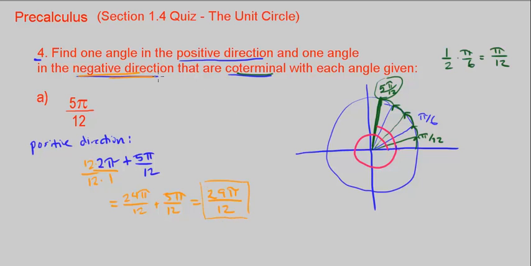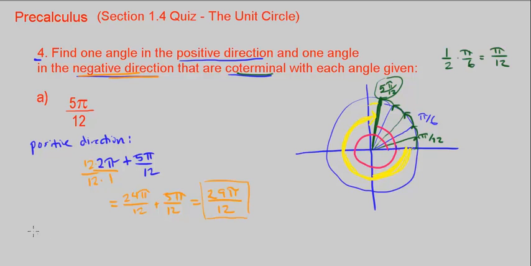Now we also need a negative direction angle. Negative direction means starting here but going the other way. If we start here and go this way, that's going to be negative. We start at 0, go negative, and we get there. Each one of these is pi over 2, another pi over 2, another pi over 2, and this distance right here is pi over 12, because each segment there is pi over 12.